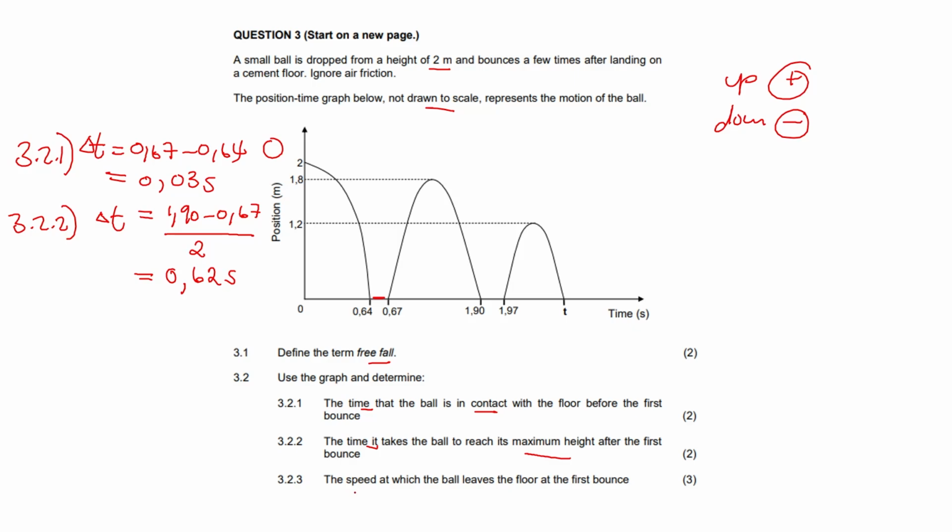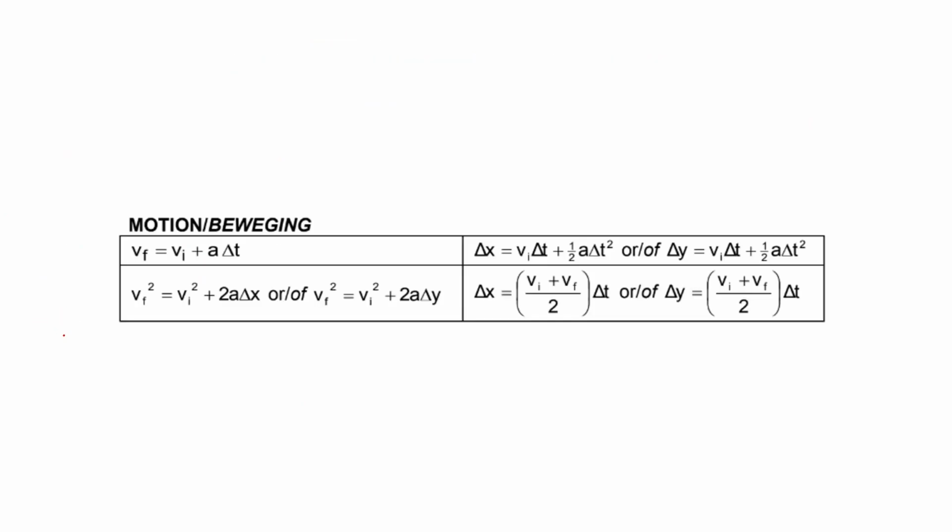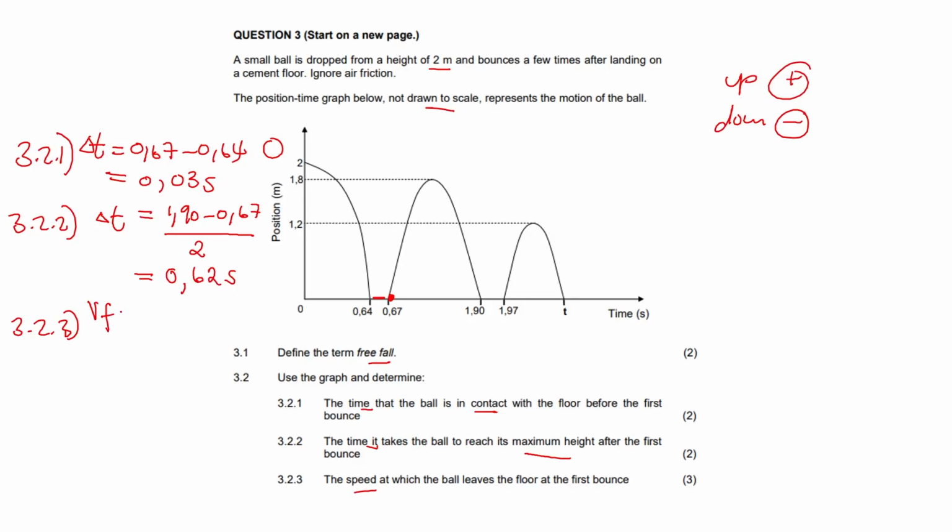3.2.3, the speed at which the ball leaves the floor at the first bounce. So remember, this is the first bounce, right? What is the speed that it leaves the floor with? So we want the initial velocity. We have to use our motion formulas here, and I would suggest let's just use this formula, the easier one. Because I'm taking up as positive, my formula will look like this.